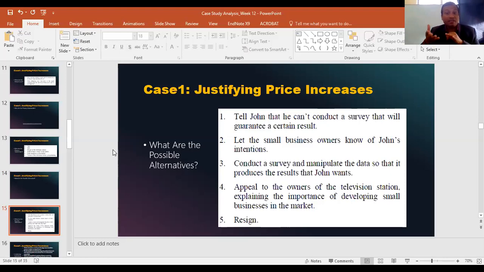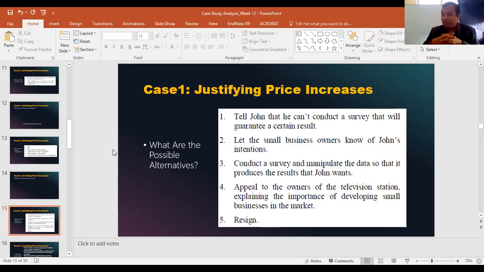The third one is to conduct the survey, go ahead with it and manipulate the data so that it produces the results that John wants. That is the obvious alternative: go ahead and conduct it and let your boss be happy, because your promotion and everything will be based on his recommendation. You are somehow dependent on his will.